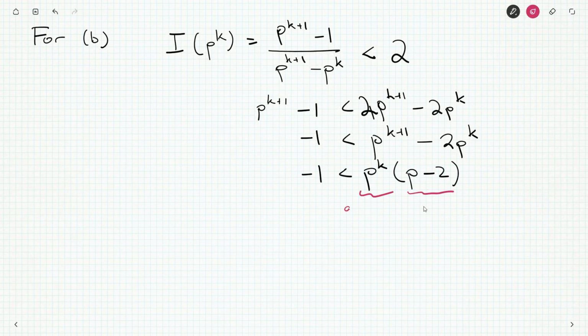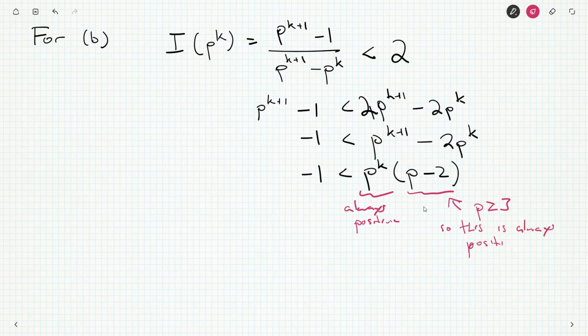So this guy here, always positive. And p is greater than or equal to 3. So this is always positive. And so this is true. Okay. You'd also start with this result and work backwards, but we've shown that p to the k is less than 2. Okay, not bad, and got my formula here for p to the k.